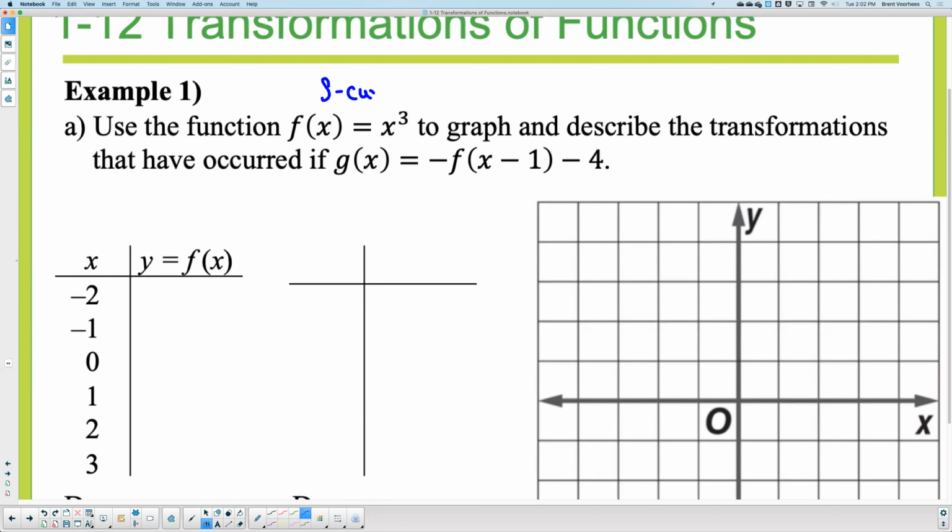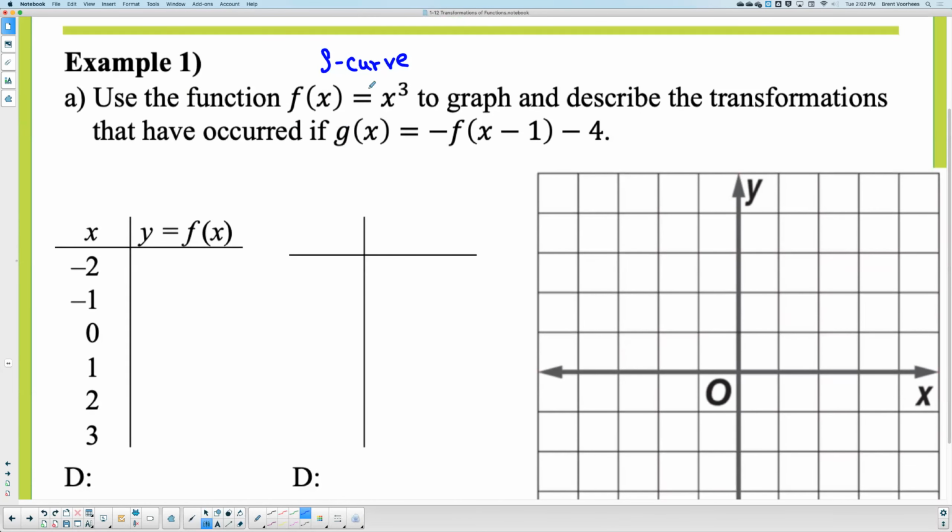All right, put that up top here: S curve. I know I don't ask for it, but it's helpful if you know what they look like. That's the parent function. Now we're going to transform it somehow. There's going to be 3 transformations here. Before I get to that, let's fill in this table here. If I plug in these x's, let's see. What is negative 2 cubed? I'm just plugging it into the equation here. So the y is equal to the f of x. So let's plug in negative 2. What's negative 2 times negative 2 times negative 2? Negative 8. Negative 2 times negative 2 is a positive 4, times negative 2 is a negative 8.